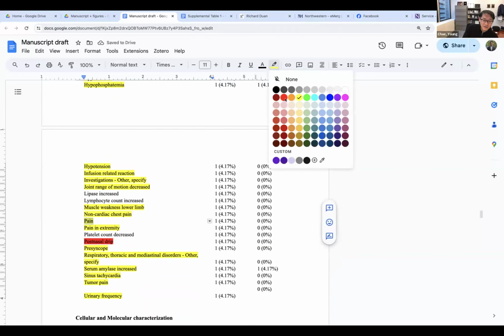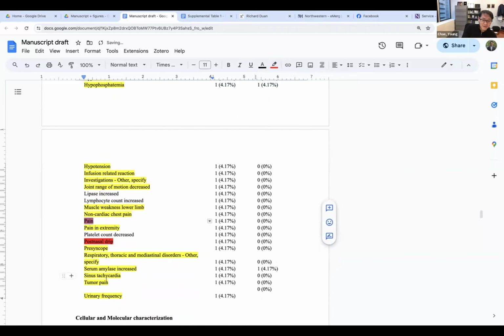And then others, specify. It's not specified. That's just how it was, and that's just survey language. So I would take all the other specified ones out because we're not sure what that symptom really was.